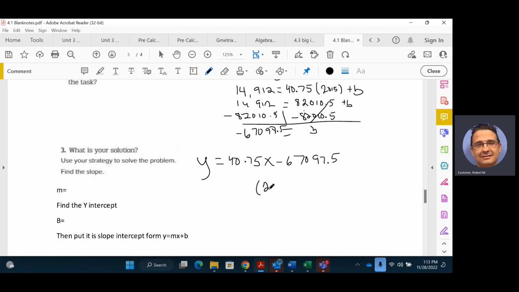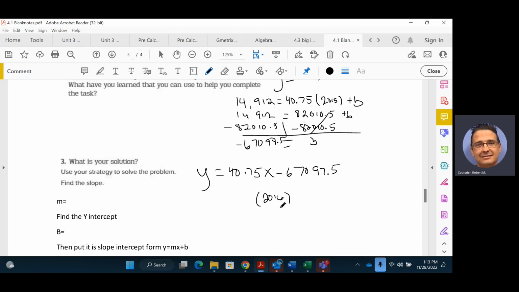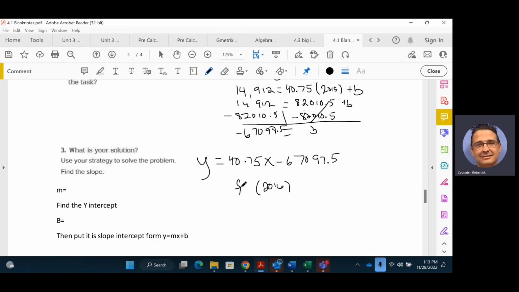If I take X and I replace X for the year 2016, which is only a 1-year difference. We haven't had any massive jumps in this. Plug this in. You're going to do all this in your calculator. 40.75 times 2016 equals, it's like 82,000 something, 82,152. Subtract 67,097.5. And you're ending up with like 15,054.5, so 15,055-ish. So this is, again, you can say, here's f of 2016.